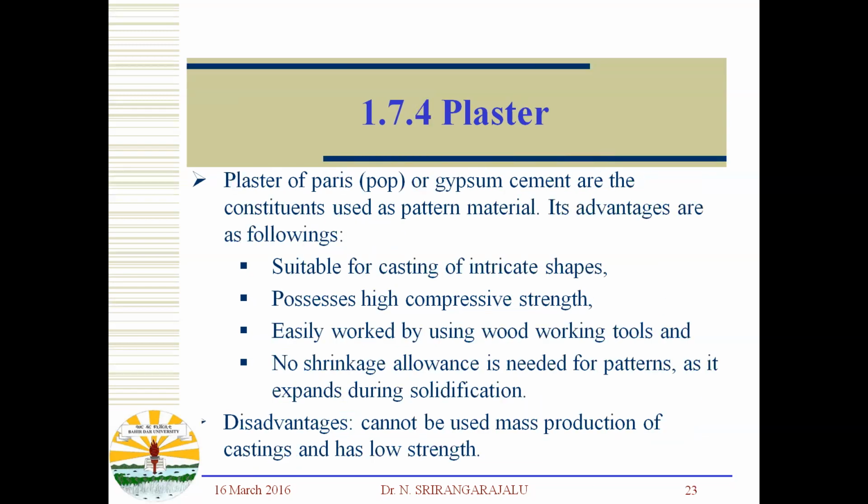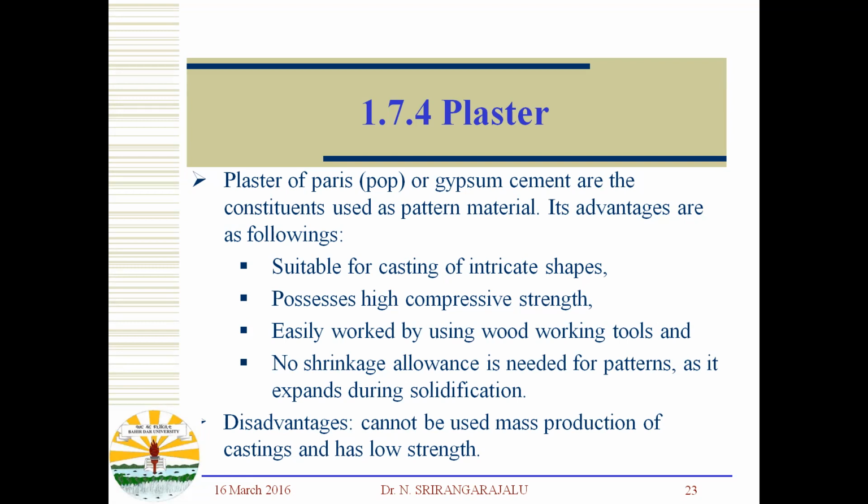So plaster is also used as a pattern material. Plaster of Paris, POP, or gypsum cement are the constituents used for pattern material. Its advantages are as follows: suitable for casting of intricate shapes, possesses high compressive strength, easily worked by using woodworking tools, and no shrinkage allowance is needed for patterns as it expands during solidification.